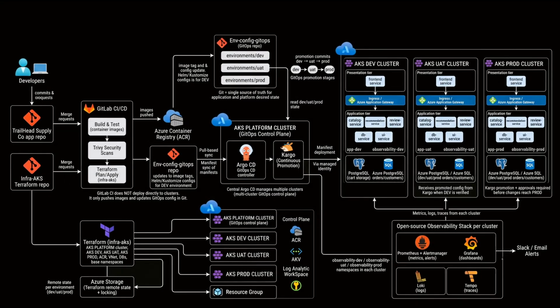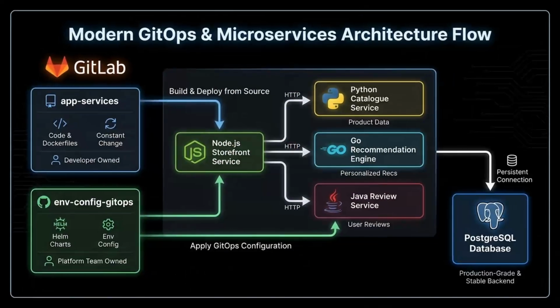Here is what we are building, top to bottom, right now before we touch any tooling. 4 services: a Node.js storefront, a Python catalog service, a Go recommendation engine, a Java review service backed by a real Postgres database. 4 different languages, 4 different runtimes, each one talking to the other over plain HTTP. This is what we call a polyglot microservice architecture.